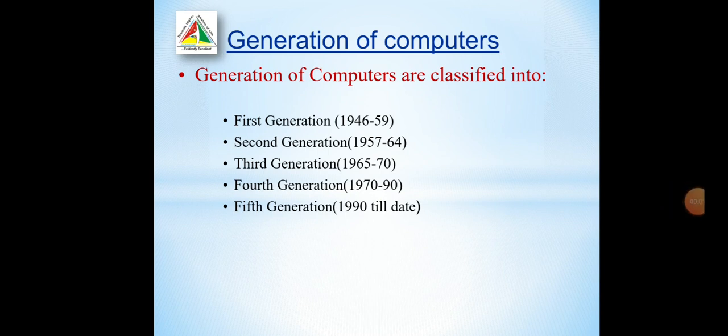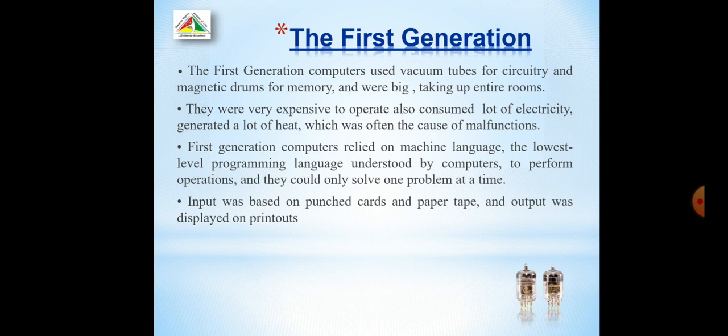Next is the generation of computers. Generations of computers are classified into five categories. First generation from 1946 to 59, second generation 1957 to 64, third generation 1965 to 70, fourth generation 1970 to 90, and the fifth generation 1990 till date. I'll talk about the first generation computer.